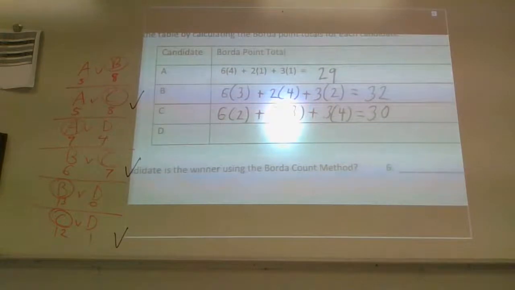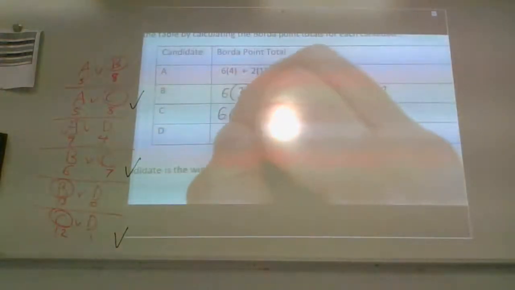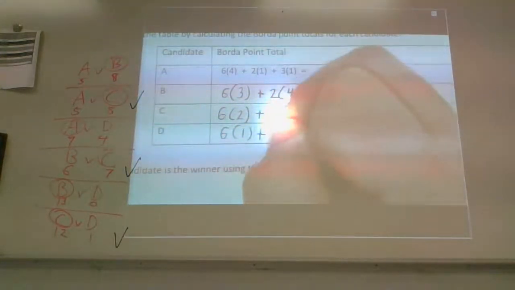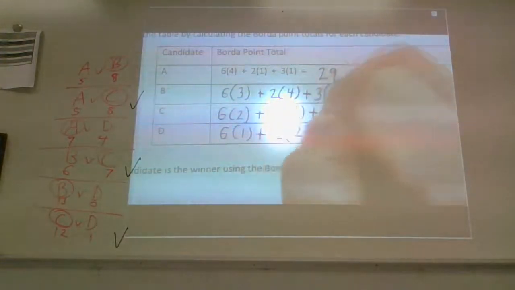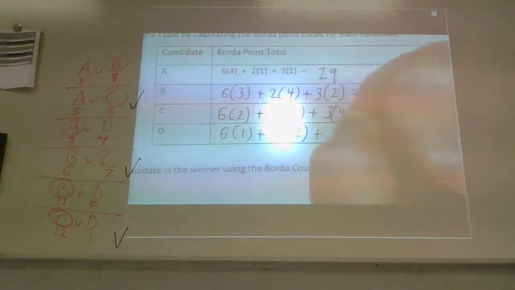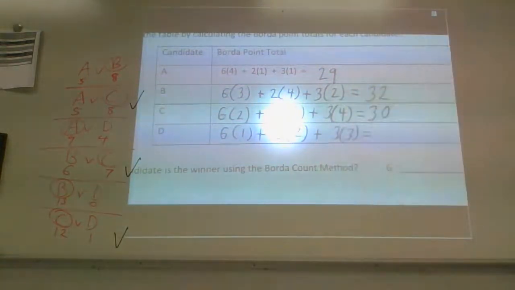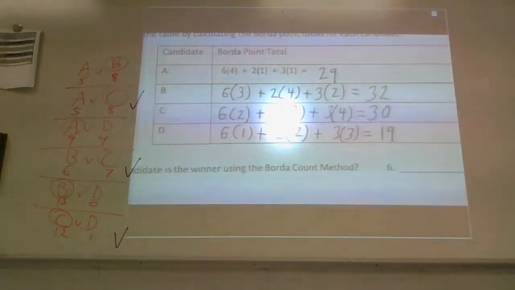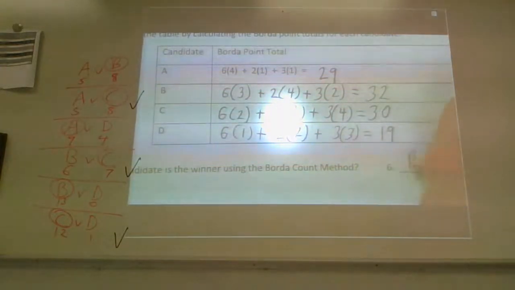Let's see what happens for candidate D. Candidate D had 6 last place votes, 2 third place votes, and 3 second place votes. 9 and 6 is 15 and 4 is 19. Yeah, that's really low. That's 19 points. Clearly, D is not anybody's choice. But the question is, which candidate is the winner using the Borda count? It's candidate B, Burr.